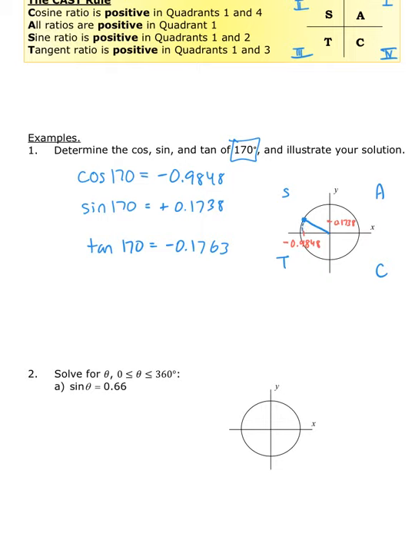So again, that means the y value here, I went up 0.1738, and our x value is negative 0.9848. And we are in the S quadrant, so that means only sine is positive, which we found in our calculator. Sine was positive. The other two ratios were negative in this quadrant.